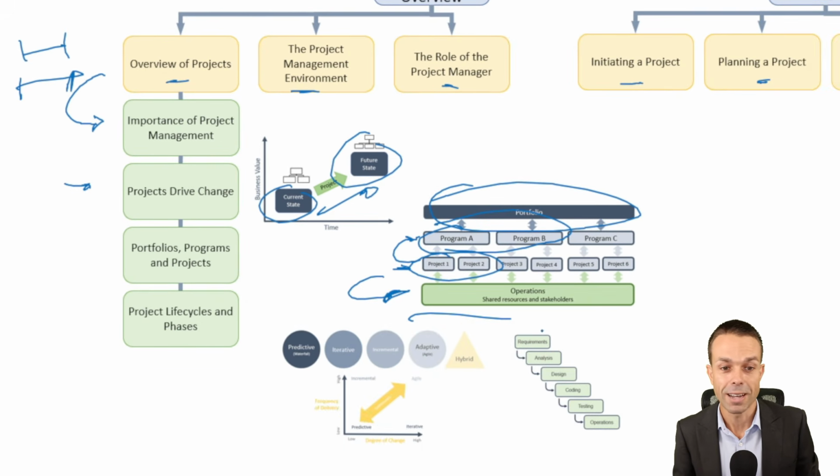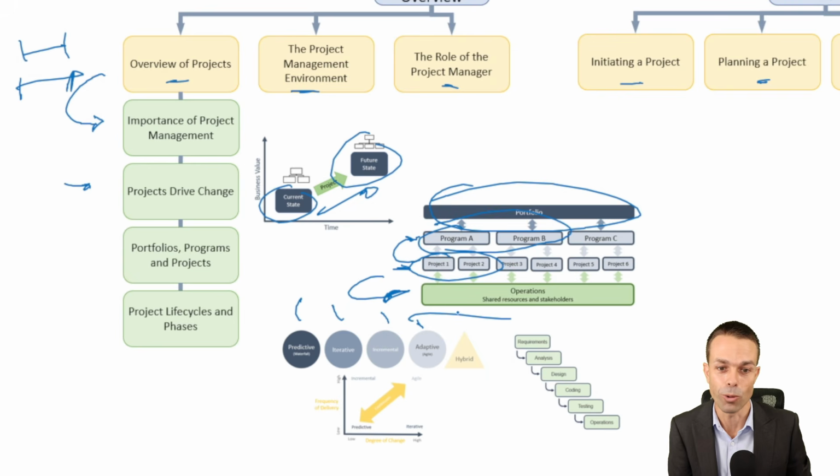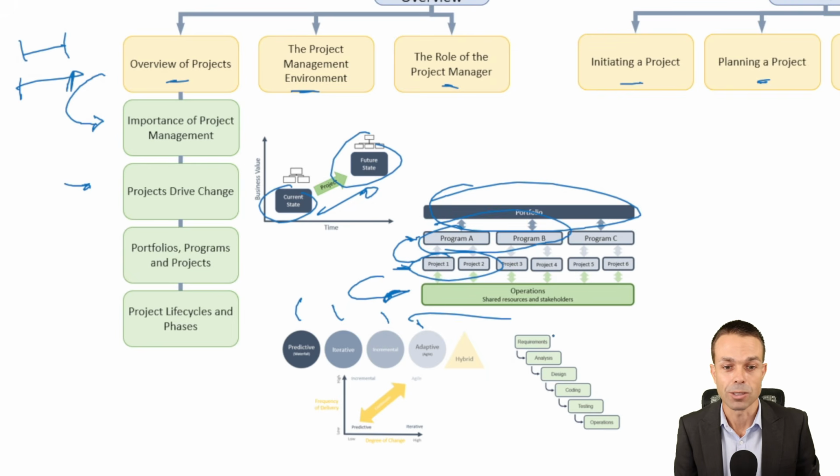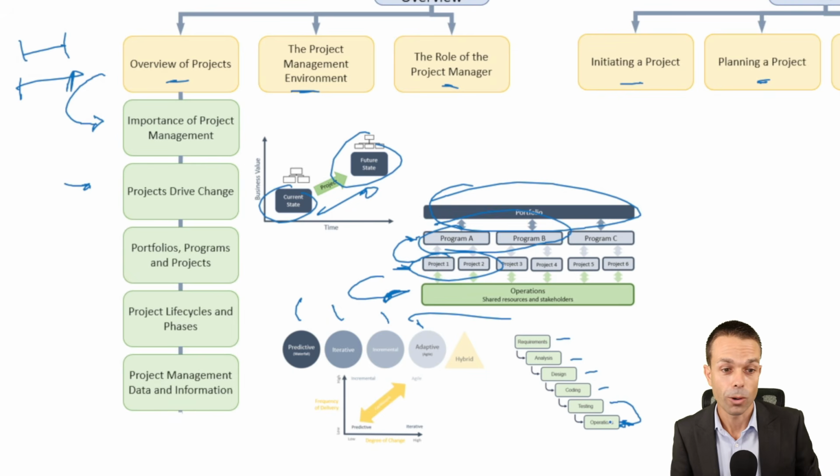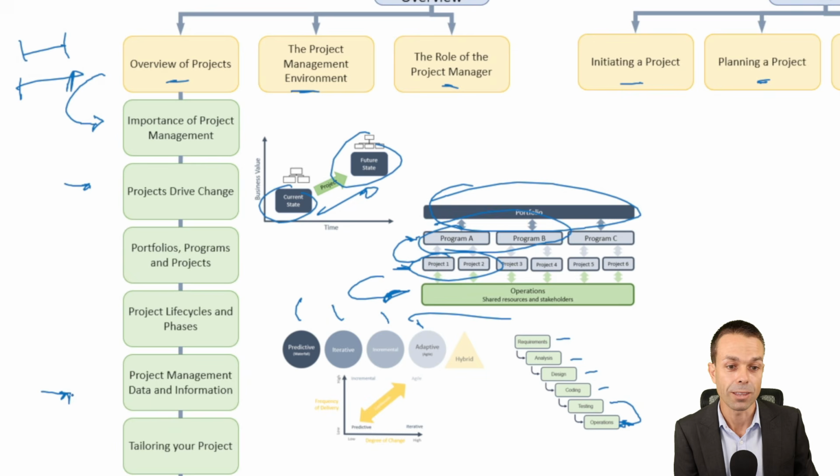Project life cycles and phases. This is where we've got our predictive, iterative, incremental, and adaptive, so agile and waterfall basically. And you've got your waterfall, which is your step-by-step requirements, analysis, design, coding, testing, and putting all of that into BAU or operations. So we choose the project life cycle that's going to fit our project the best. As we go along on our project management journey, we collect data and we refine that and turn that into meaningful information that we can share with executives and other project stakeholders.